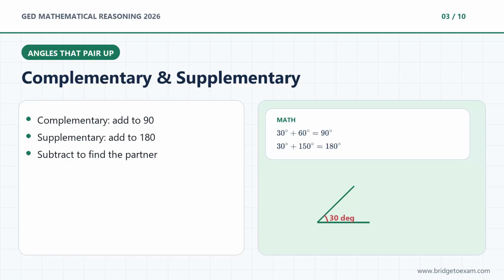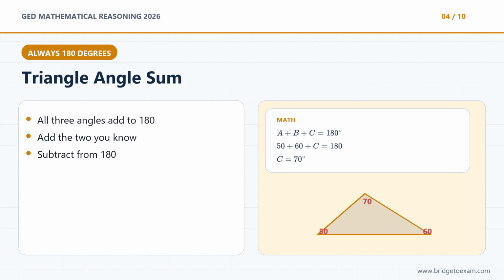Two special pairs: complementary angles add up to 90 degrees. Supplementary angles add up to 180 degrees. So if one angle is 30, its complement is 60 because they make 90, and its supplement is 150 because they make 180. Here is a rule that never fails.